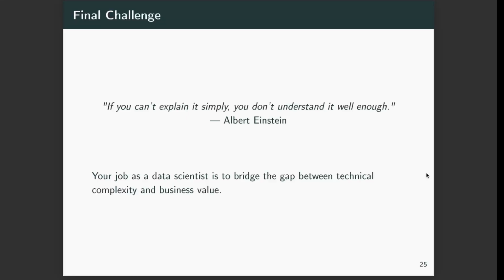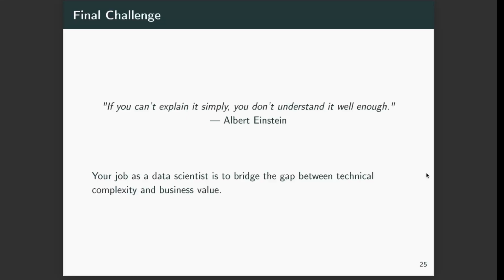Not just to run models, but to translate insights. Not just to optimize an objective function, but to connect that optimization to the decisions that matter. Not just to find patterns in data, but to tell a coherent story about what those patterns mean for the organization. That is what analytical engineering is, at its best. That is what this course has been trying to prepare you for.